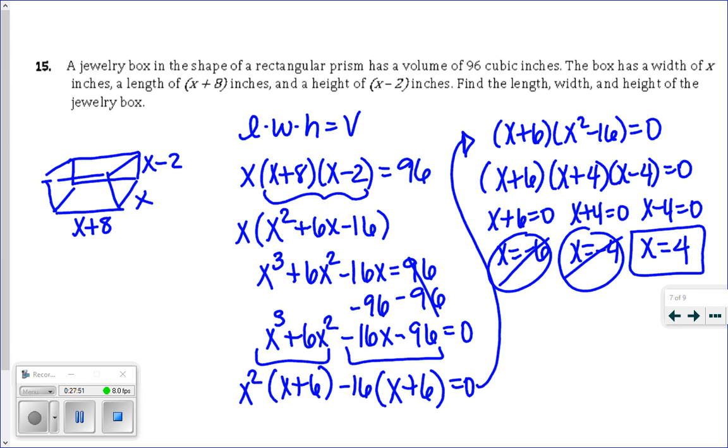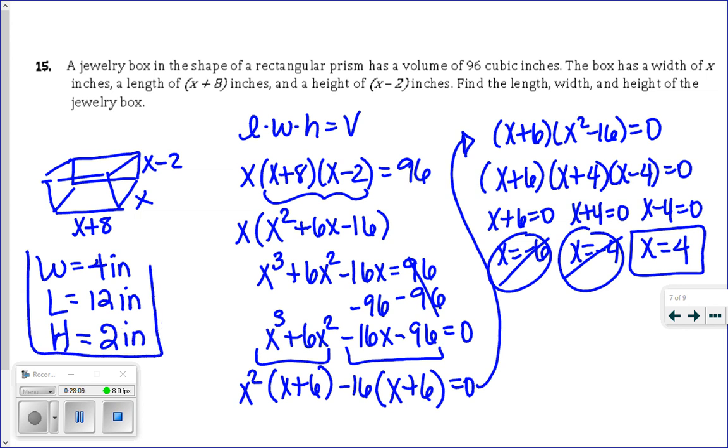So that tells us here that our width, which was just x, is 4 inches. Our length, which is x plus 8, that's 4 plus 8, is 12 inches. And the height, which was x minus 2, 4 minus 2 is 2, is 2 inches. So these are the dimensions of your box.